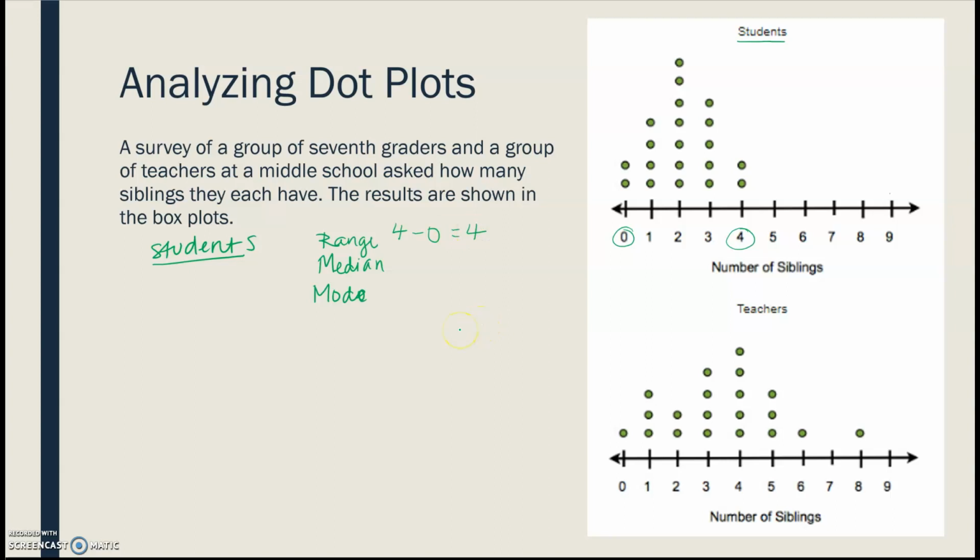Median is the middle number. So I have 1, 2, 3, 4, 5, 6, 7, 8, 9, 10, 11, 12, 13, 14, 15, 16, 17, 18, 19, 20. So there's 20 dots. So half of 20 is 10. So 10 will be on each side of my middle. 1, 2, 3, 4, 5, 6, 7, 8, 9, 10. 1, 2, 3, 4, 5, 6, 7, 8, 9, 10. So the number directly below my middle is my median. 10 is not my median, it's 2 because that's the number below the midpoint.